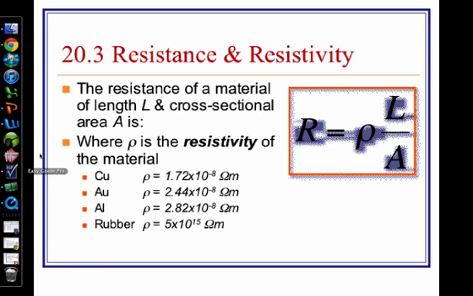But resistance is measured in ohms. That's a Greek letter, ohm. It kind of looks like a horseshoe. It's omega, a capital omega.